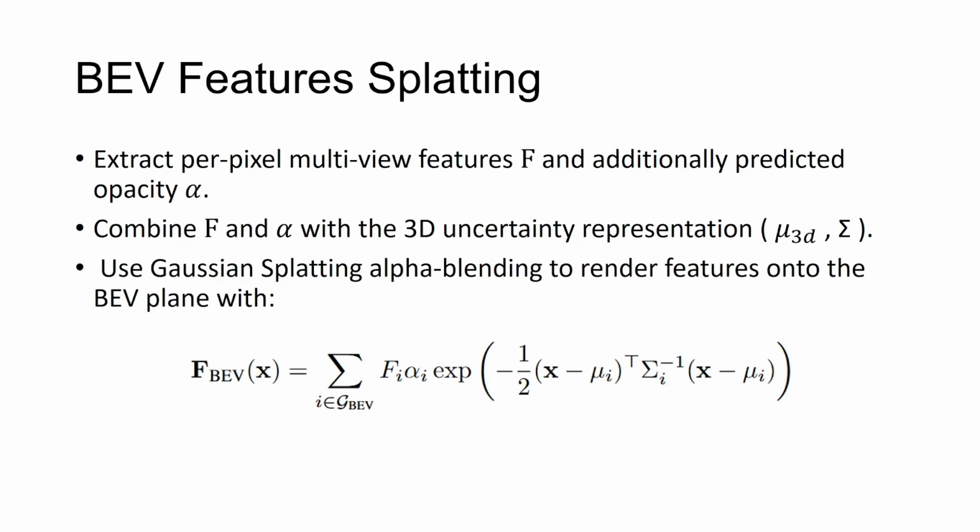We then apply Gaussian splatting with alpha blending, a differentiable rendering technique that smoothly distributes features onto the BEV plane. Unlike traditional splatting that blends RGB values, we replace color with feature vectors, allowing us to construct a dense and uncertainty-aware BEV representation directly from 3D Gaussians.